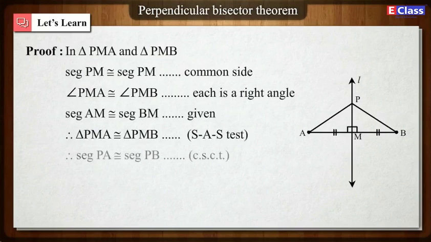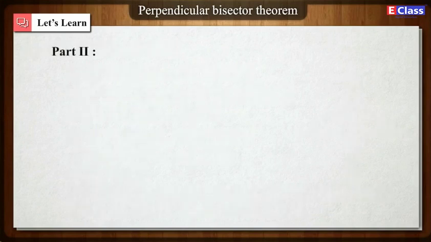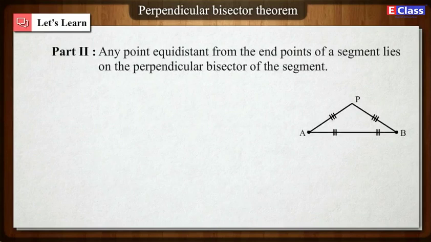Therefore, segment PA is congruent to segment PB by CSCT. Therefore, length of PA is equal to length of PB. Hence, every point on the perpendicular bisector of a segment is equidistant from the endpoints of the segment. Part 2. Any point equidistant from the endpoints of a segment lies on the perpendicular bisector of the segment.